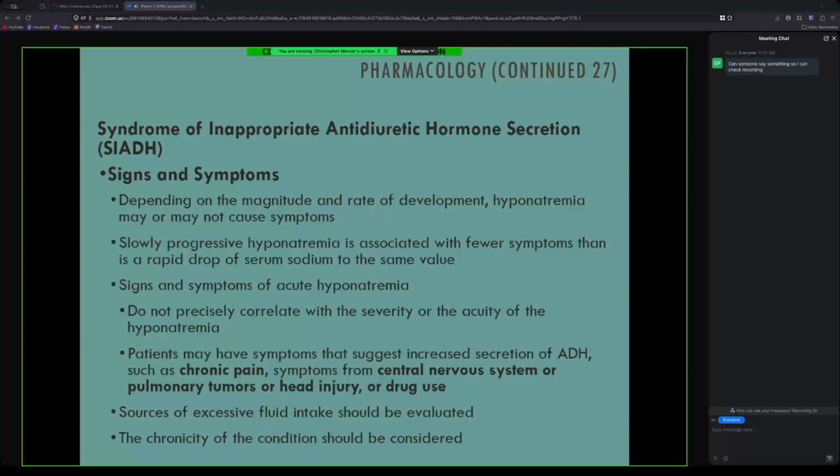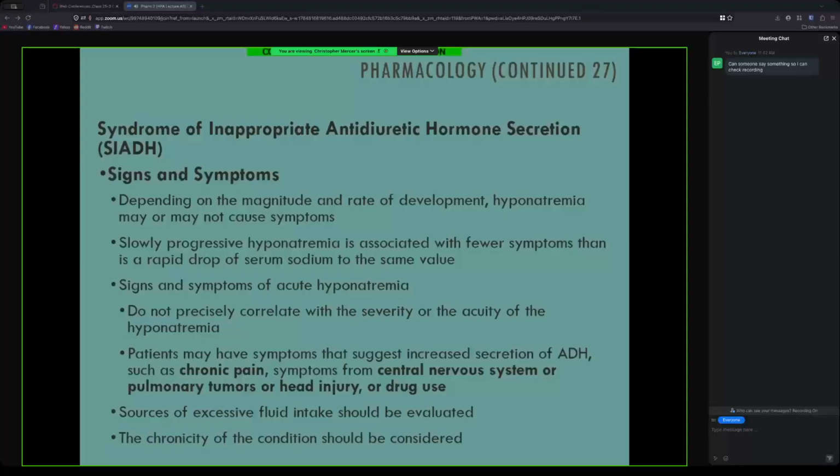The symptom severity in SIADH is going to track with the rate of sodium drop more than the absolute value. Slowly progressive hyponatremia is going to be better tolerated. The brain has time to adapt, versus a rapid drop in the same number. So it's really about the rate of drop, not so much the absolute value. If it slowly drops, even by the same value as a rapid drop, it's very different in patient symptomatology. Symptoms don't always correlate precisely with the severity or the acuity, so you have to watch clinical suspicion here. You've got to trend your patient.